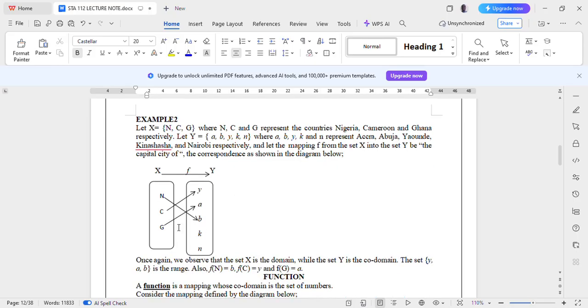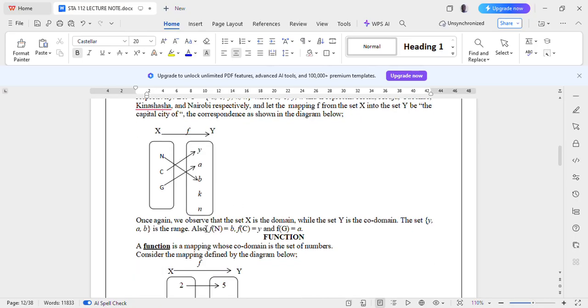Look at it in the diagram. N is Nigeria, C is Cameroon, and G is Ghana. You can see the image of N in X is B, which is Abuja, according to the instruction given. Then that of C is Yaoundé, which is Y, and that of G is A, which is Accra. K and N, which is Kinshasa and Nairobi, do not serve as images because their countries were not mentioned in X. Only three countries were mentioned in X, so that's NCG. They map to their images, their capitals, YAB.